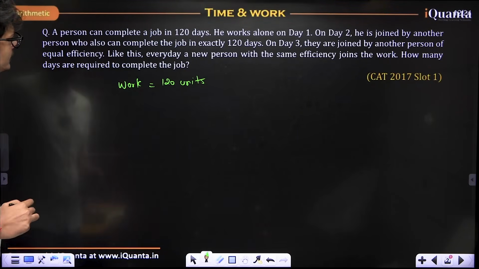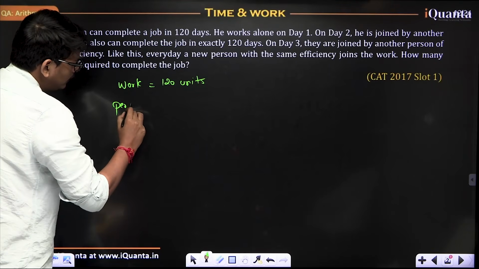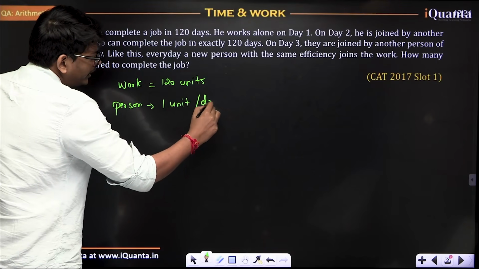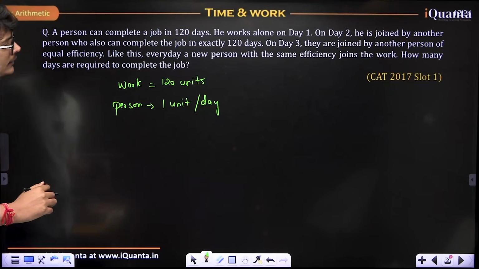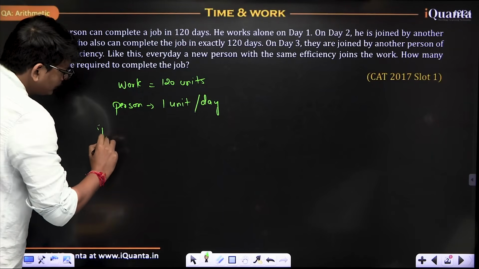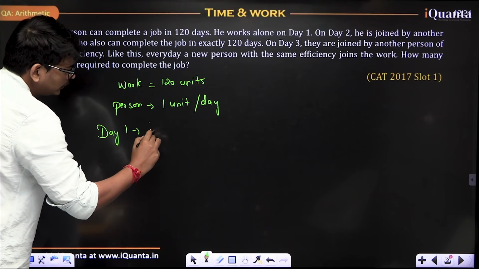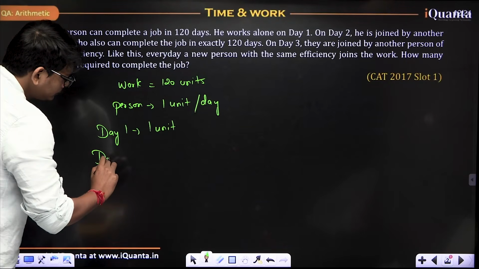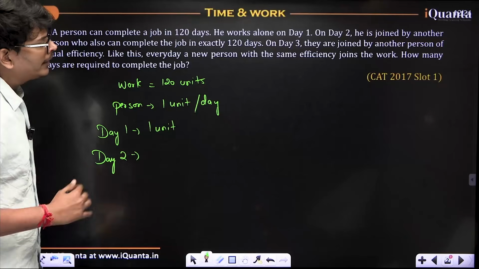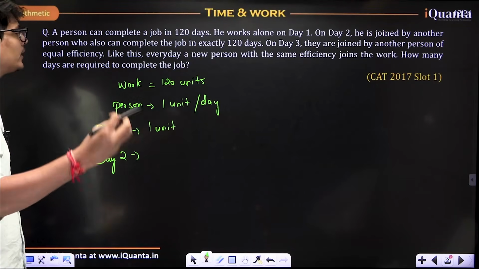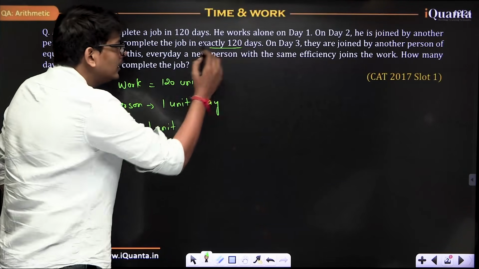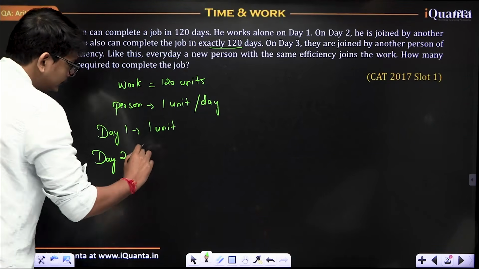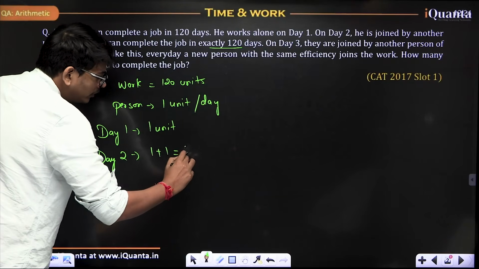So the efficiency of this person will be 1 unit per day because he completes this work in 120 days. Now on day 1, this person works alone. That means 1 unit of work has been done. On day 2, he is joined by another person who also can complete a job in exactly 120 days. So the next person's efficiency is also 1 unit per day. So that means now the work done will be 2 units.